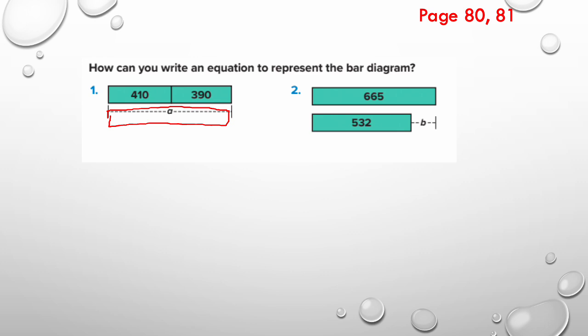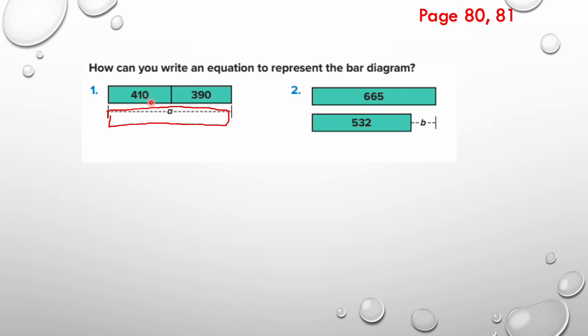Which number? A is a number. We don't know what number it is. Some number is hidden inside A. But there is a number which is bigger than 410, which is bigger than 390. So this number A is hidden here, which is bigger than 410 and bigger than 390. So which number is the biggest? A, the number A is the biggest.